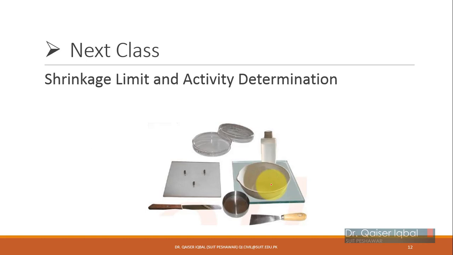So that is it for today. We have learned today about how to determine the plastic limit, and then further we also discussed how to determine the plasticity index and how to use this to distinguish a soil as plastic, very high plastic, low plastic, or non-plastic. In the next class, we will discuss the last limit, which we are left with, the shrinkage limit, and soil activity determination.